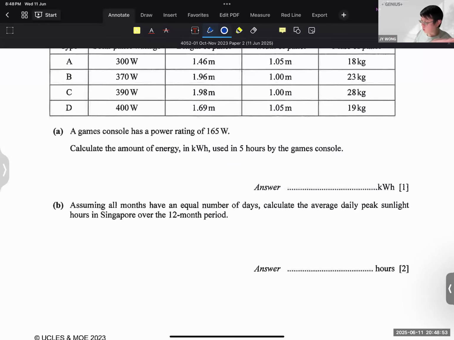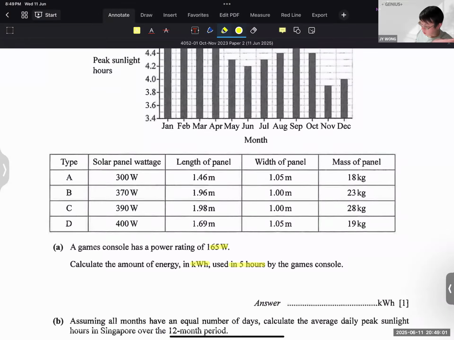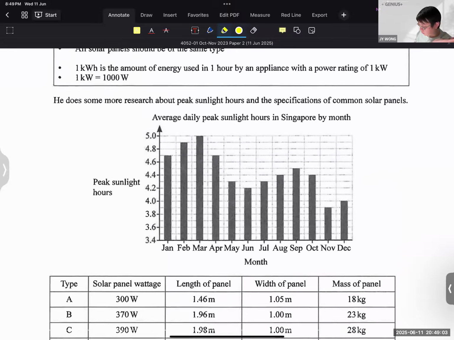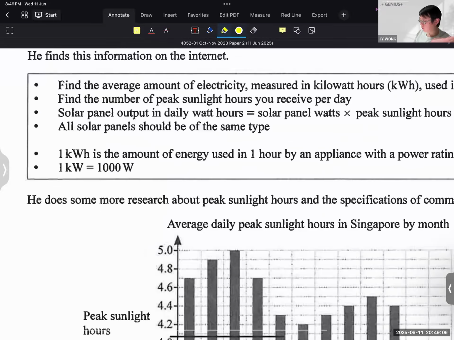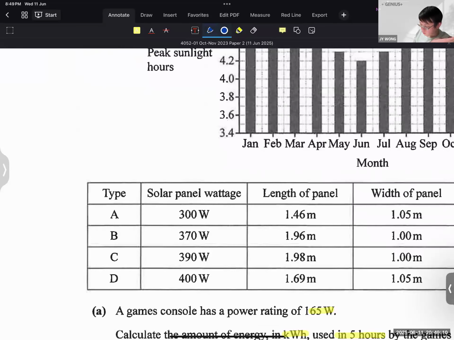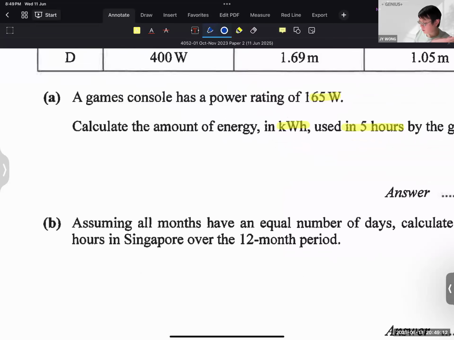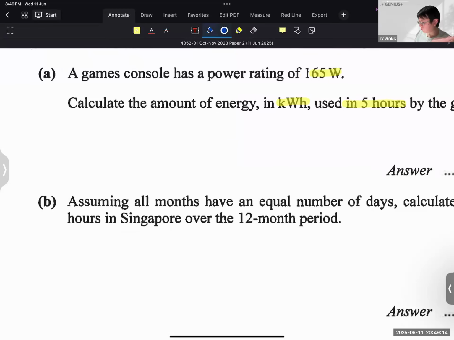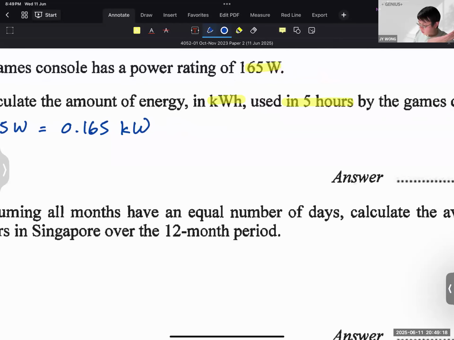A games console has a power rating of 165 watt. Find the amount of energy in kilowatt hours used in 5 hours by the games console. What is kilowatt? They tell you that 1 kilowatt is 1000 watt. So 165 watt will be equal to what? 0.165 kilowatt.